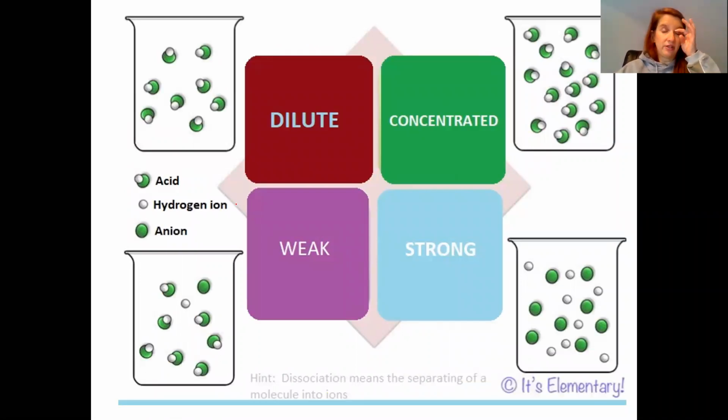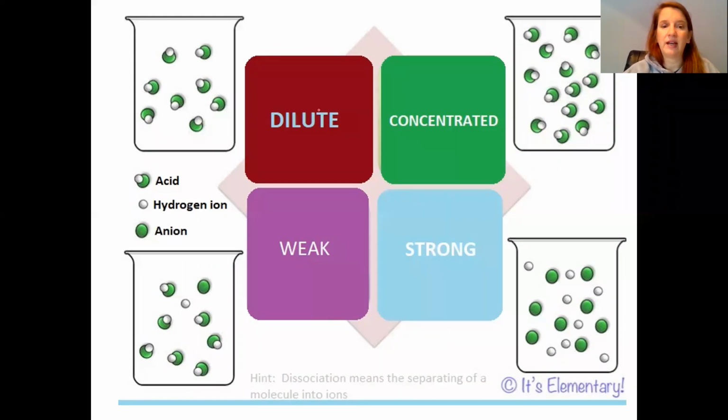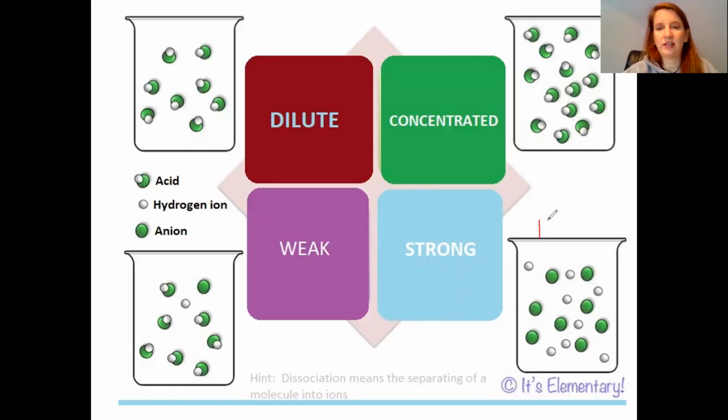So this picture here does a good job of showing the difference between dilute, concentrated, weak, and strong. So remember, these terms do not mean the same thing. Dilute is not the same thing as weak. Concentrated is not the same thing as strong. I can have a strong acid, such as HCl, and it can still be dilute because all of the particles are going to dissociate, but there's going to be a little bit of particles and a lot of water.